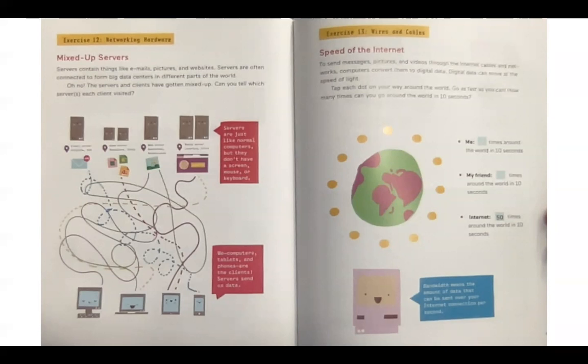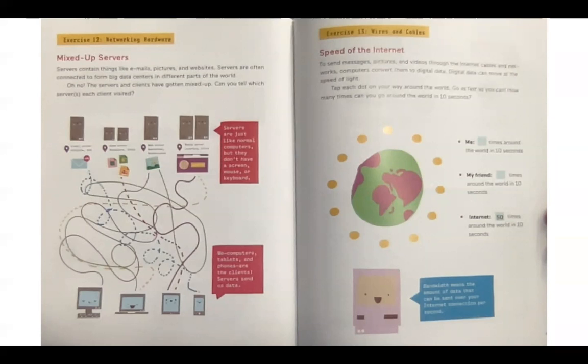Exercise 13, wires and cables. Speed of the internet. To send messages, pictures, and videos through the internet cables and networks, computers convert them to digital data. Digital data can move at the speed of light. Tap each dot on your way around the world. Go as fast as you can. How many times can you go around the world in 10 seconds?